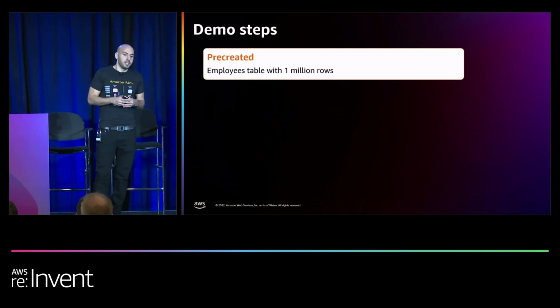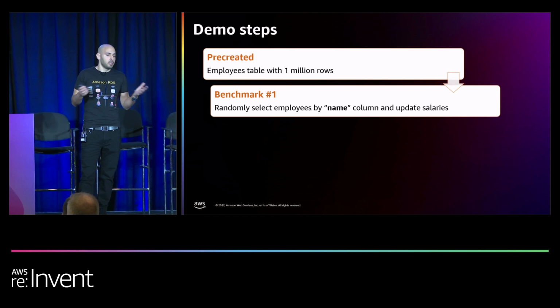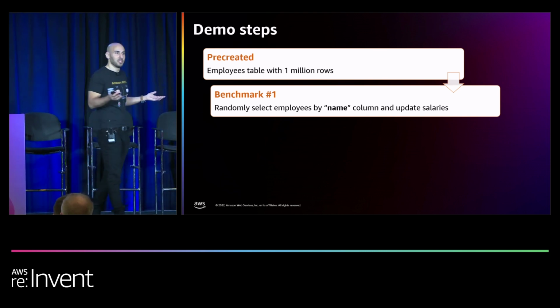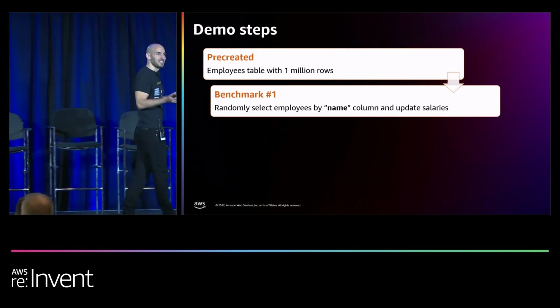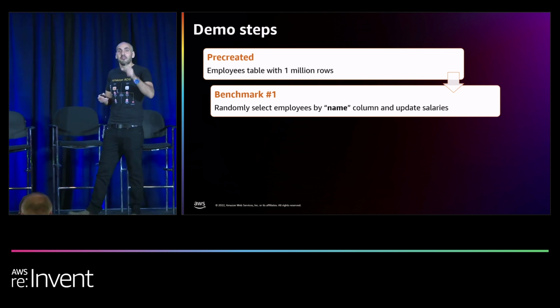And what you can see here is that in the first execution, I'm going to randomly select employees by their name. And I'm going to update the salary, going to increase 10%, right? Everybody will be happy for 10% increase, right? Woohoo! All right. In the second execution, we're going to do something very similar.